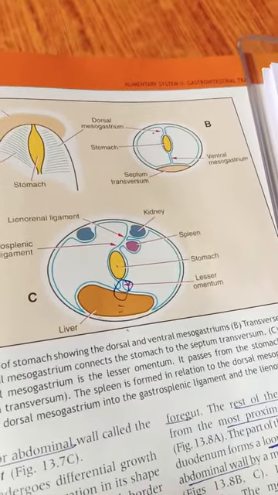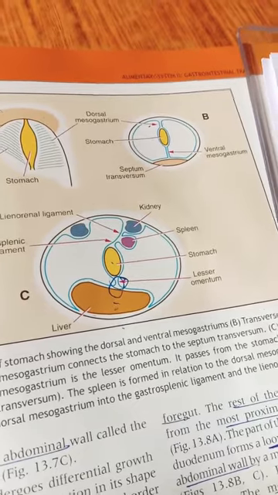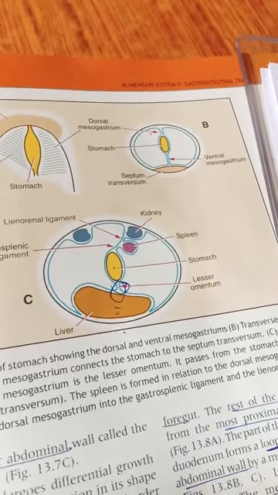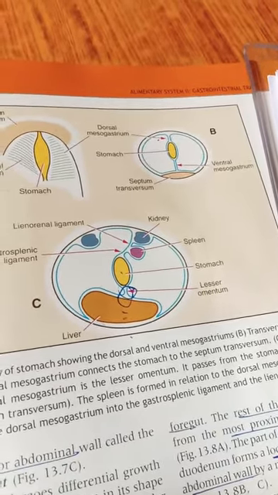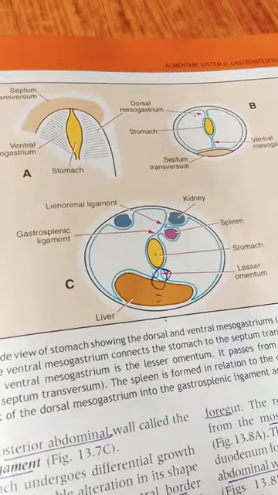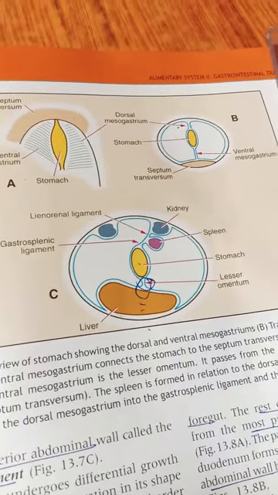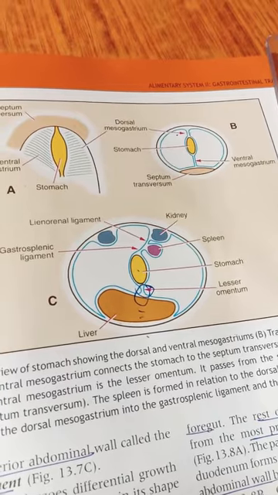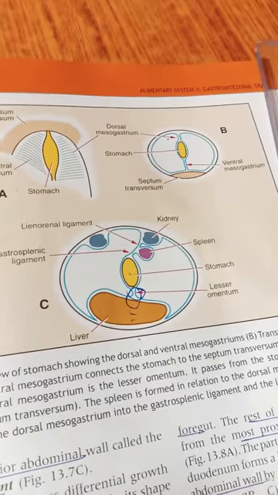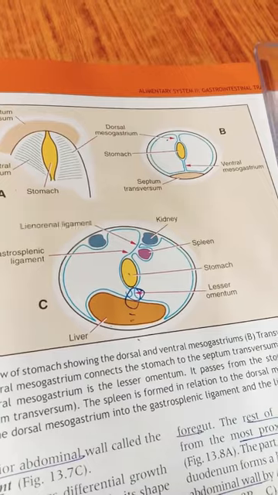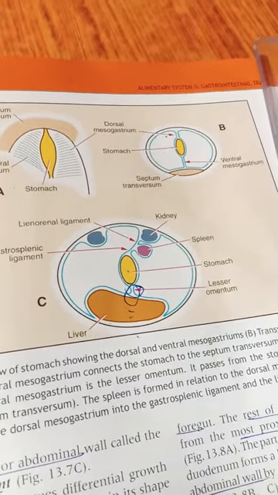The part between the liver and diaphragm and anterior abdominal wall mainly gives rise to the coronary and falciform ligaments. So this is again one more important point. Coronary and falciform ligaments are mainly formed between the liver, diaphragm and anterior abdominal wall, that is, the ventral mesogastrium gives rise to the coronary and falciform ligaments.